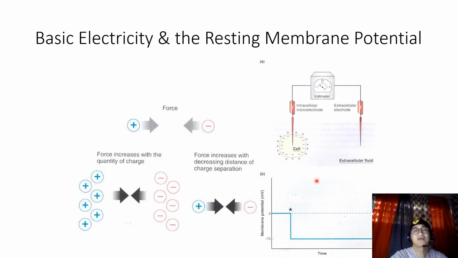At rest, neurons have a potential difference across their plasma membranes. When we place an electrode at the outside and another electrode at the inside, we will find with a voltmeter that there is a charge separation across the membrane. And this charge separation is usually measured to be about negative 70 millivolts at resting membrane potential.